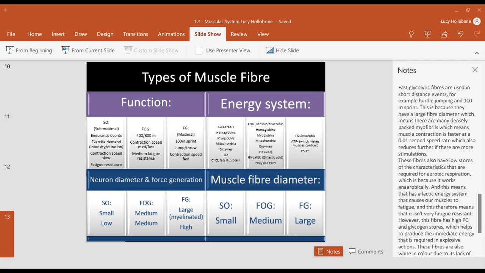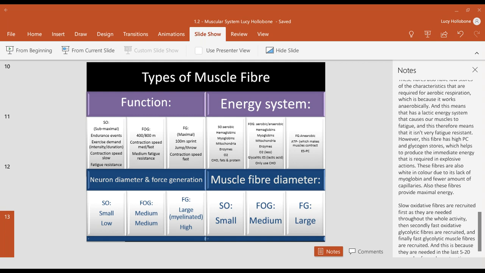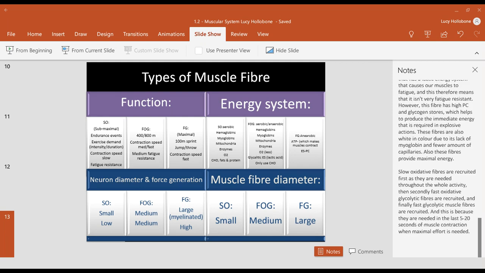However, this fiber has high PC and glycogen stores, which help to produce the immediate energy that is required for explosive actions. These fibers are also white in color due to their lack of myoglobin and fewer capillary networks. Also, these fibers provide maximal energy.